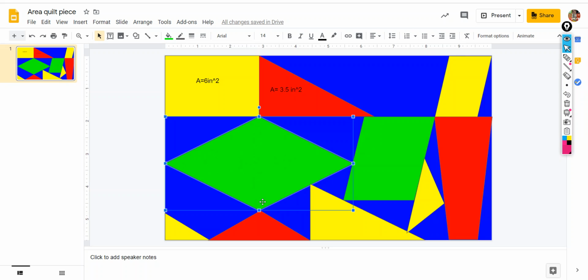So a good chance for you to experiment with decomposing shapes if you've created some kind of different shapes, on how to find the area for those. So good luck to you, and I hope you have fun with this. I think it's fun.